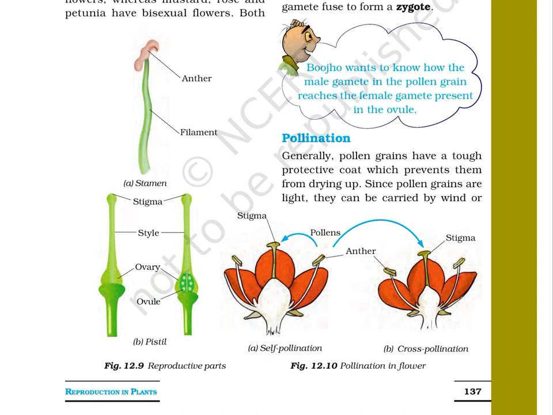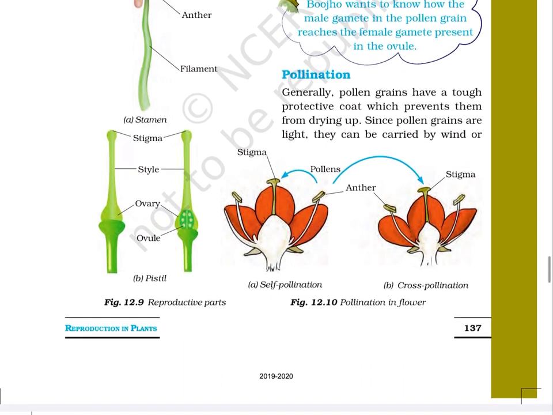Pollination. Generally, pollen grains have a tough protective coat which prevents them from drying up. Since pollen grains are light, they can be carried by wind or water. Figure 12.10 Pollination in flower.